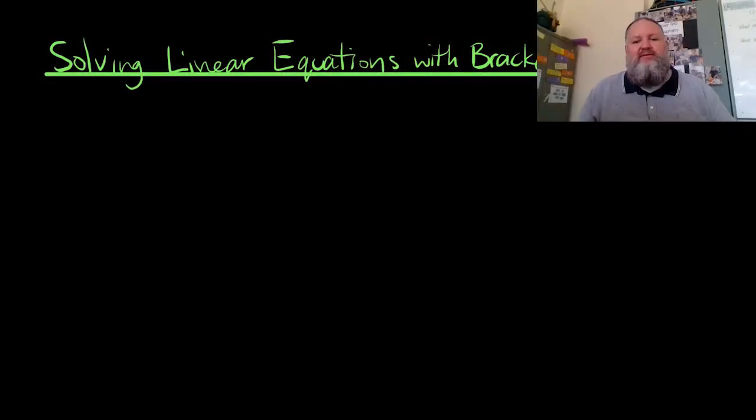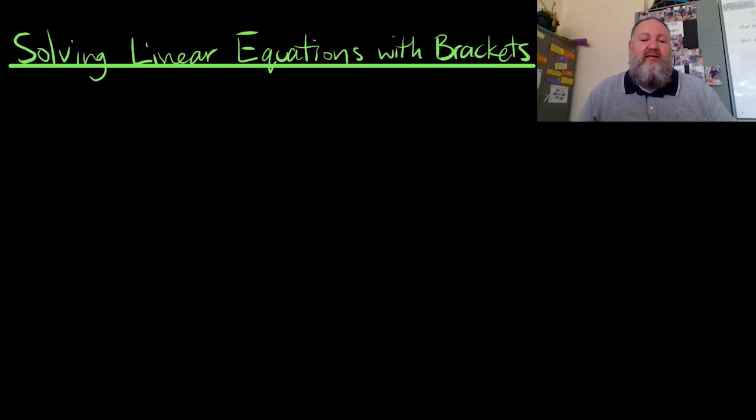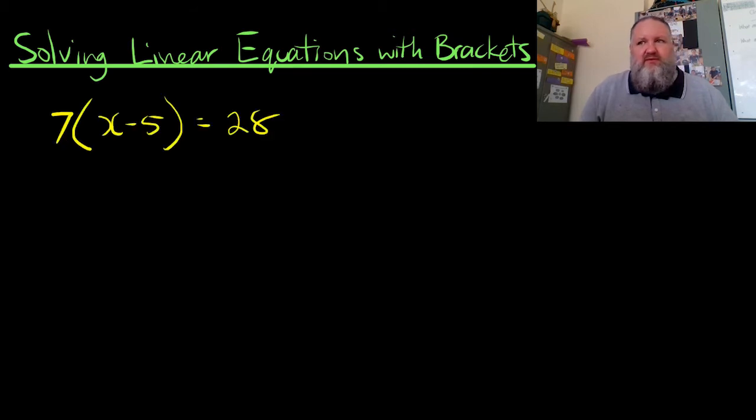Okay, let's talk about what we need to do when we are solving these linear equations when there's brackets involved. We've got a couple of options here. Let's talk about the first way first. I've got 7 outside of x minus 5 is equal to 28. Well, we know, because of the distributive law, that we can multiply out that bracket and we'll end up with 7x minus 35 is equal to 28.